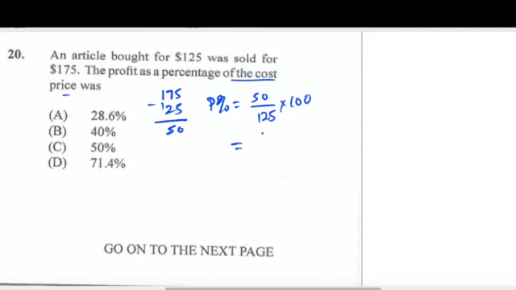How many 50s go into 125? Well, I have how many 5s? I actually have 5 25s, right? So we could actually cancel them in terms of 25s. I have 25 into 50 gives 2 here, and 25 into 125 gives 5 here. So I have 2 over 5 multiplied by 100 over 1. So that's 200 over 5. That gives me 40%. The answer is B.